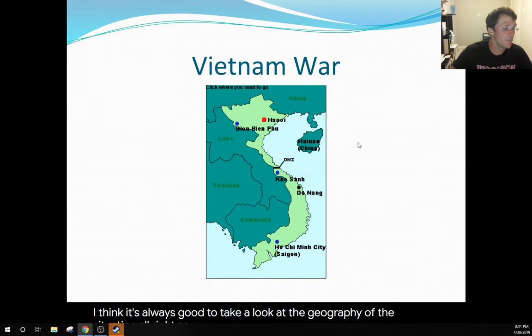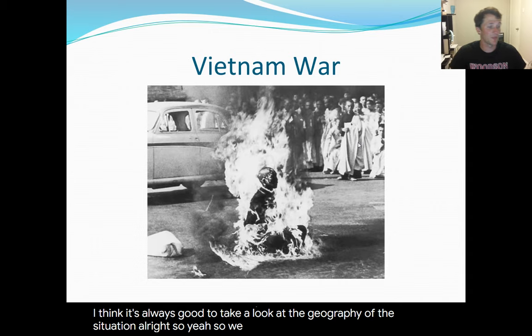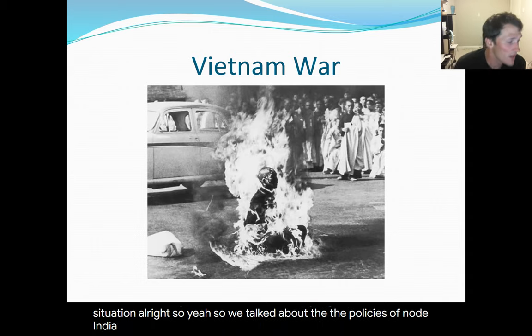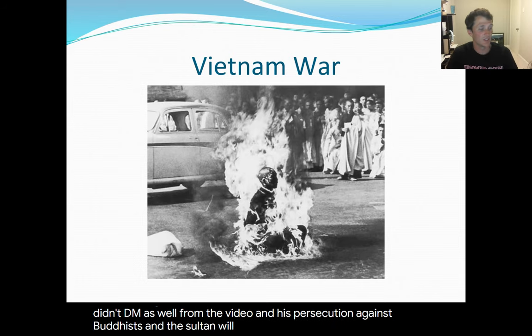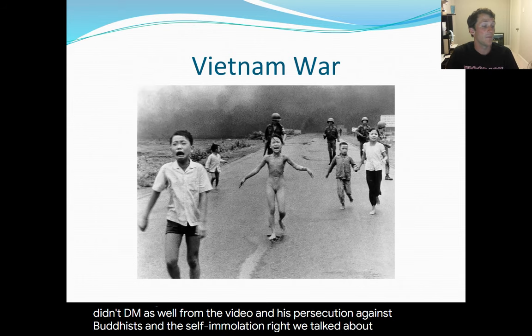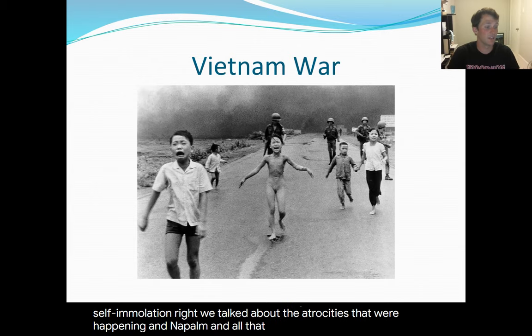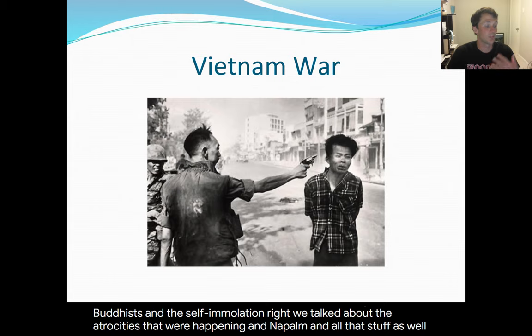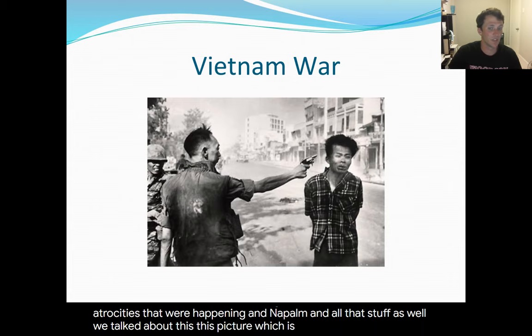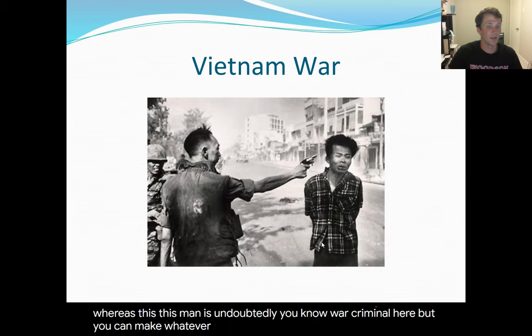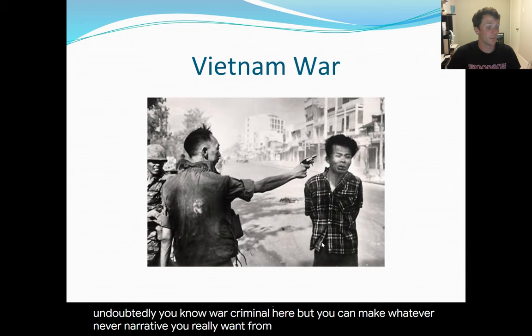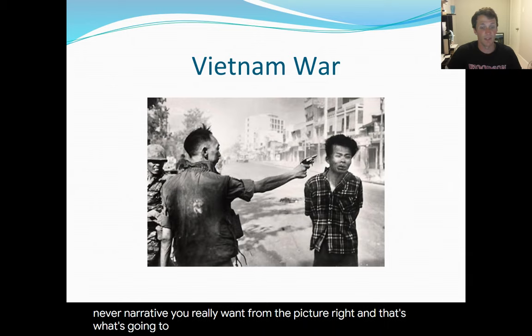So, yeah, we talked about the policies of Ngo Dinh Diem, as well from the video, and his persecution against Buddhists and the self-immolation, right? We talked about the atrocities that were happening in napalm and all of that stuff as well. We talked about this picture, which is a really interesting one. This man is undoubtedly a war criminal here, but you can make whatever narrative you really want from the picture, right? And that's what's going to happen in Vietnam on some level.